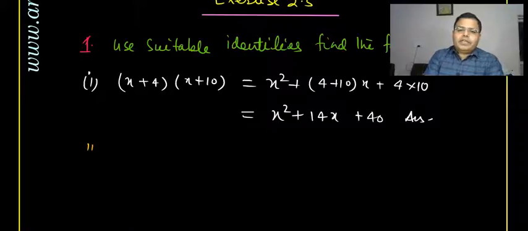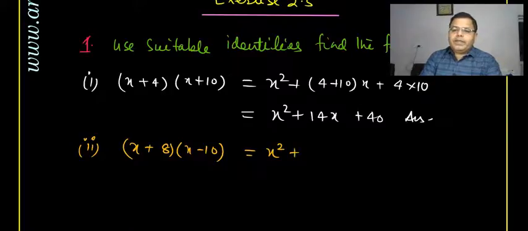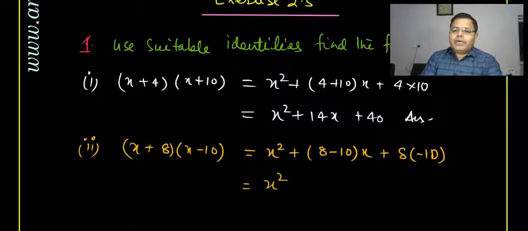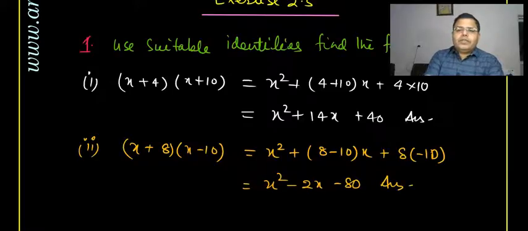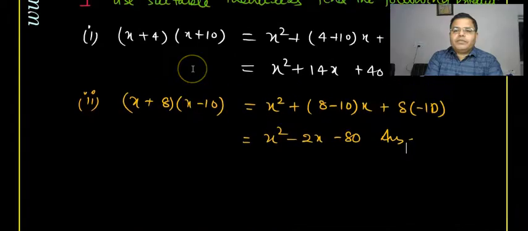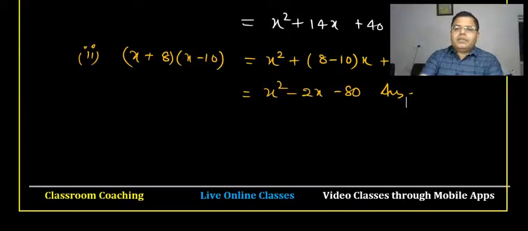Now the second question is given: x plus 8 and x minus 10. Again, you can use the same thing. x square plus 8 minus 10 into x plus 8 into minus 10. So that will be x square minus 2x minus 80, and that will be the answer. Using the same fact, one of them is a positive term, another one of them is a negative term. So use accordingly, there is no specific method to do this.